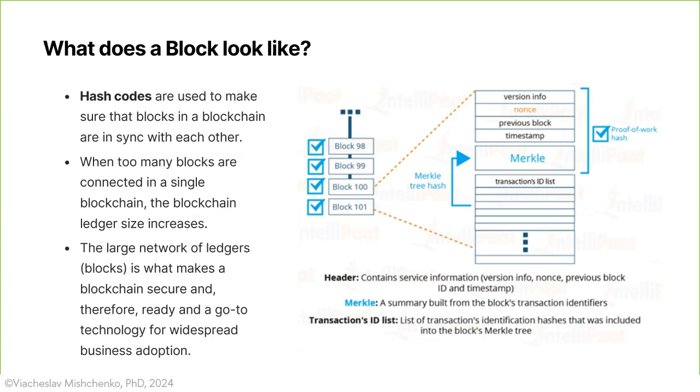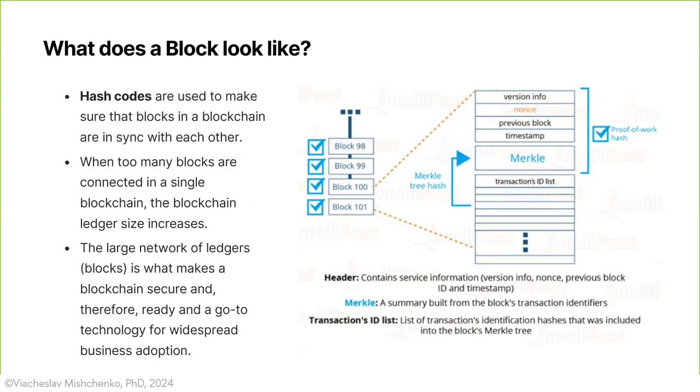Every block here has three main components: a header, Merkle tree hash, and transaction ID list. The header here is particularly interesting because it contains what I call the vital statistics of the block, which is version information, a nonce, which is a special number used in mining, a reference to the previous block, and a timestamp.